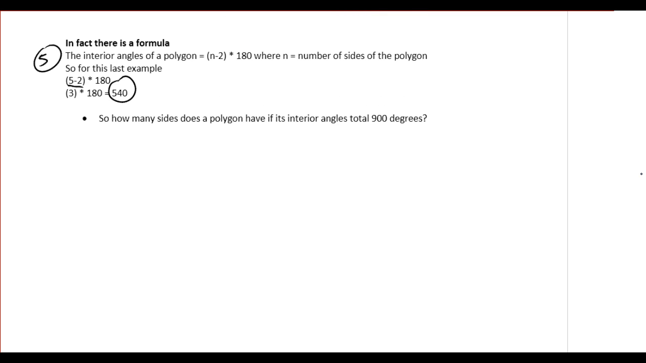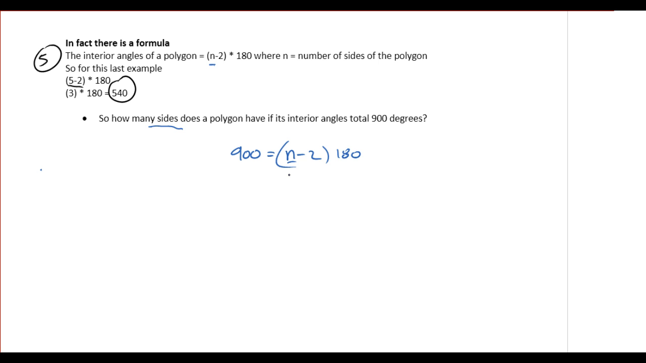So let's see if we can answer this question. How many sides does a polygon have if its interior angles total 900 degrees? So they're asking us for the number of sides. How many sides? So we're looking for the n here. Okay, so if this is our formula, and the interior angles add up to 900, we have n minus 2 times 180. Now we're looking for the number of sides, so we just have to solve for n, and we all know how to do that from our equations unit.